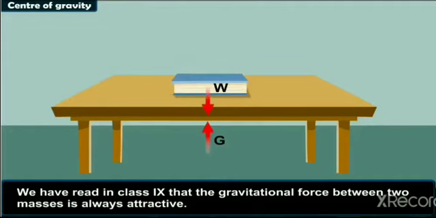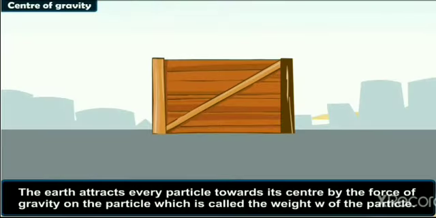Center of gravity. We have read in class 9th that the gravitational force between two masses is always attractive. The Earth attracts every particle towards its center by the force of gravity on the particle, which is called the weight W of the particle.